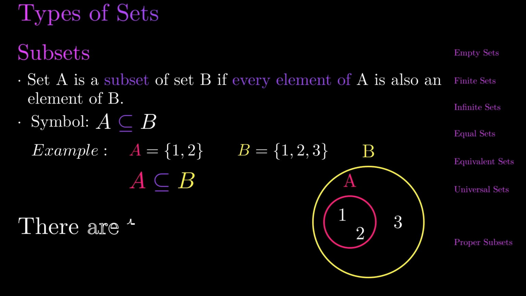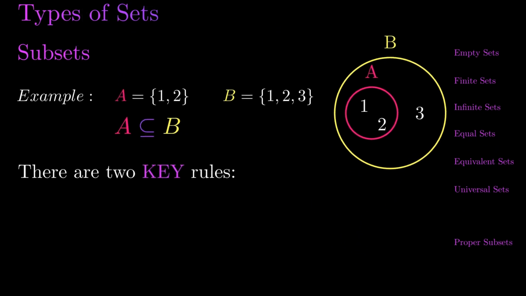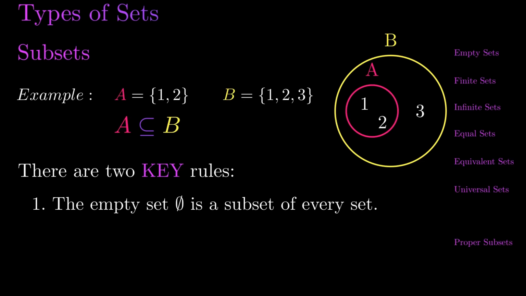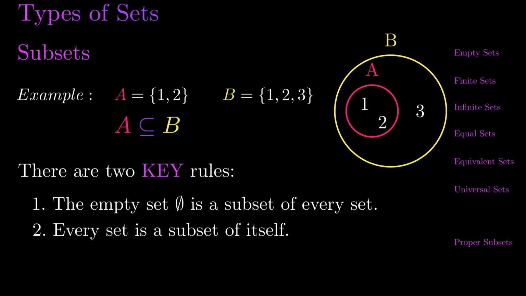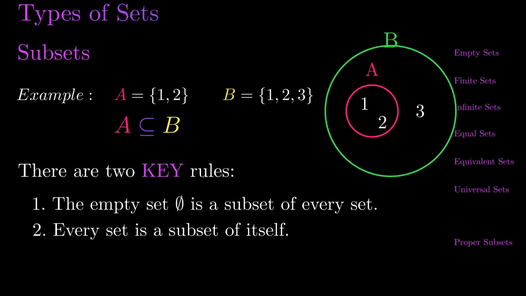There are 2 key rules. 1. The empty set is a subset of every set. 2. Every set is a subset of itself, so B is a subset of B.